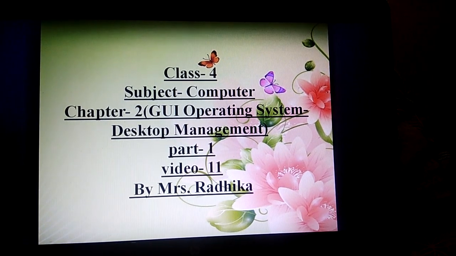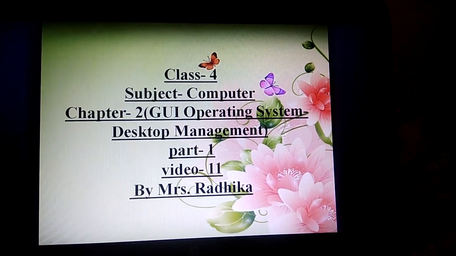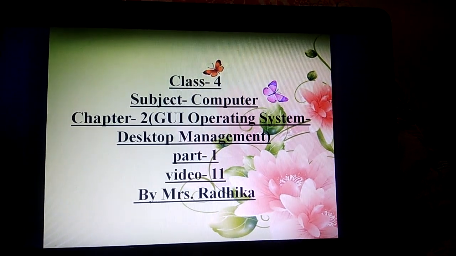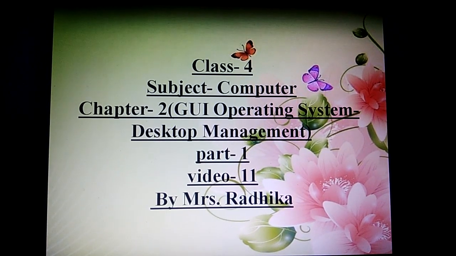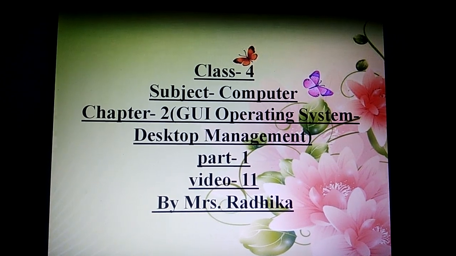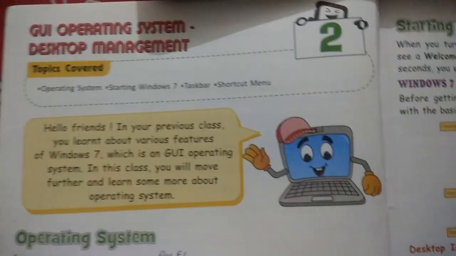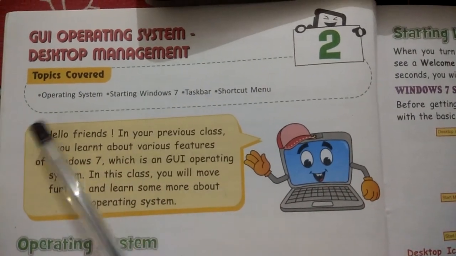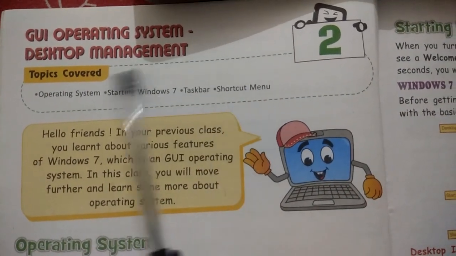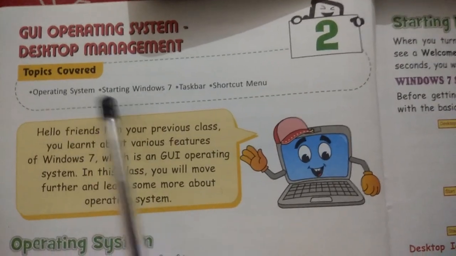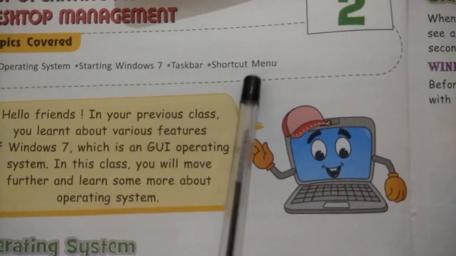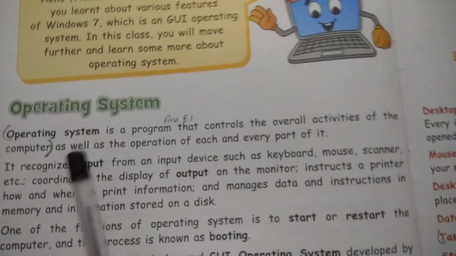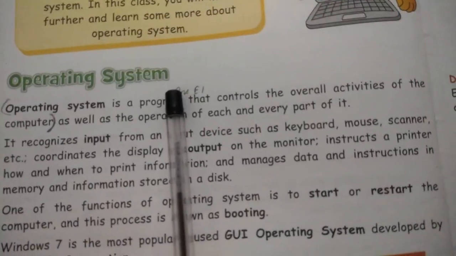Let's start the new chapter, chapter number 2, that is GUI operating system desktop management, part 1, video number 11. Please take out your computer book and open page number 12. Now this is your chapter number 2, that is GUI operating system desktop management. In this chapter we have covered these topics, that is operating system, starting Windows 7, taskbar, shortcut, menu. So let's start the first topic of this chapter, that is operating system.